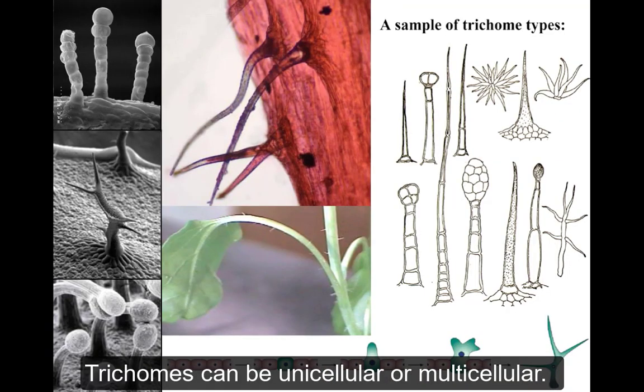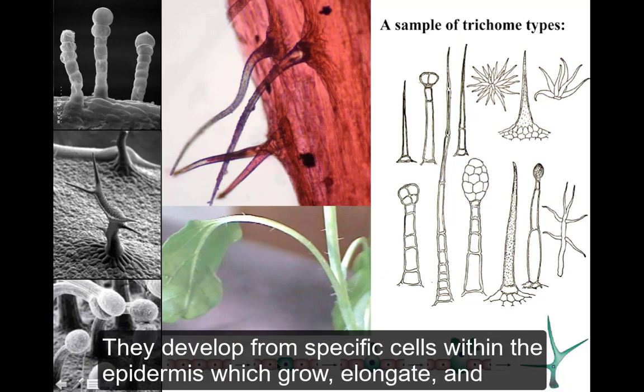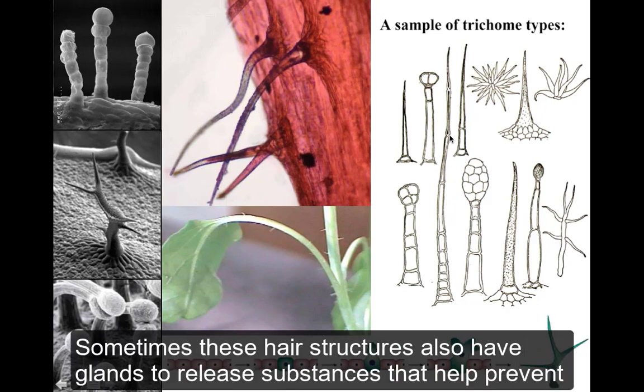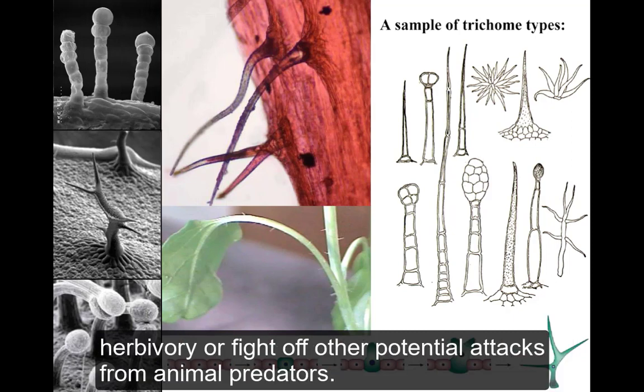Trichomes can be unicellular or multicellular. They develop from specific cells within the epidermis, which grow, elongate, and eventually can divide mitotically to produce multicellular hair structures. Sometimes these hair structures also have glands to release substances that help prevent herbivory or fight off other potential attacks from animal predators.